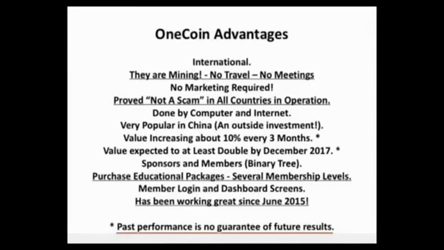I want to stress again, it's been very popular in China because a Chinese citizen cannot invest in stock outside of China. But they can invest in this, and hundreds of thousands of people in China are involved with this particular cryptocurrency. The value has been increasing about 10% every 3 months, which makes it about 54% per year. But past performance is no guarantee of future results, of course. We know that from everything else in the world.